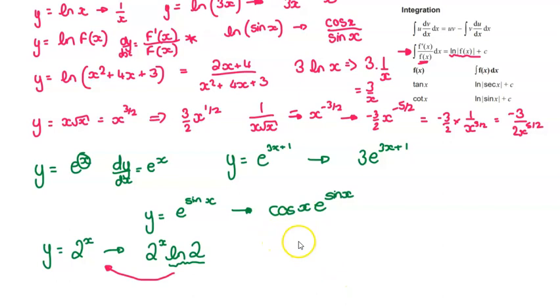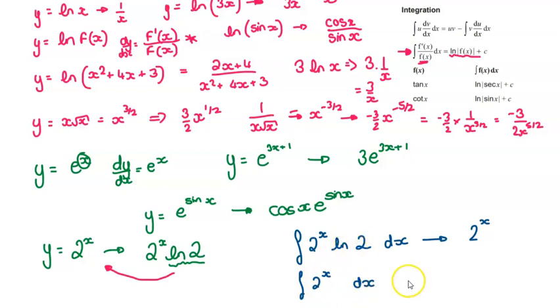Right. If we integrated 2 to the power x ln 2, then we know we would go back to 2 to the x. Okay? Because if we differentiate 2 to the x, we get 2 to the x ln 2. So if we were just integrating 2 to the x without this ln 2 with it, then we wouldn't get 2 to the x ln 2. We'd get 2 to the x over ln 2.